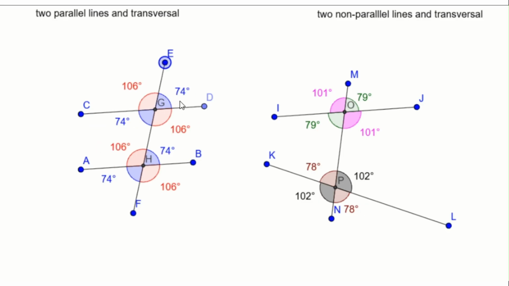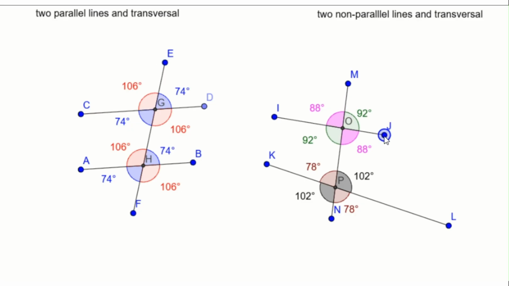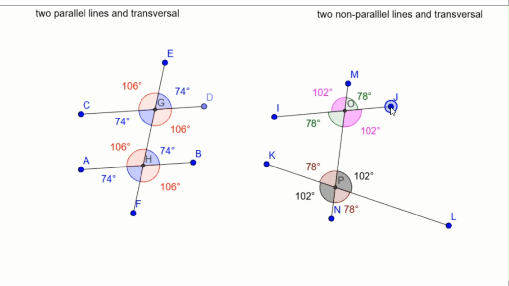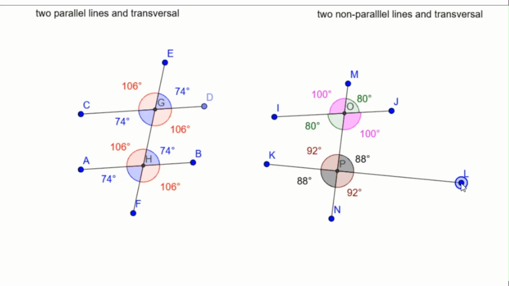See, here is 74 and 74 degrees and 106 and 106, and vice versa. But in the case of non-parallel lines, we see that both work separately. Suppose here I make 80 degrees and here it makes 100 degrees, automatically to maintain just a linear pair angle and vertical opposite angle. I already discussed all that. But below there is an angle of 102. I can again change it because this is a case of non-parallel lines.